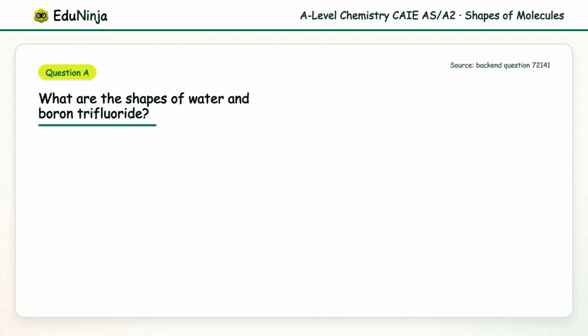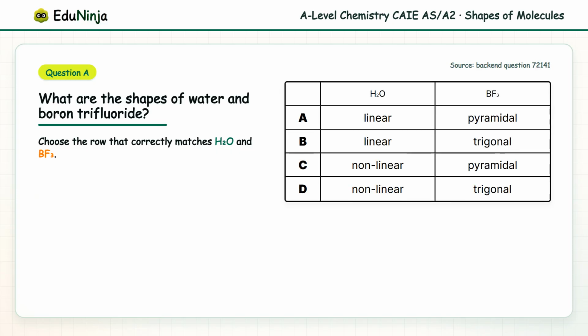Question A asks for the shapes of water and boron trifluoride. We need to match each molecule to the correct shape using VSEPR. Read the table carefully. For water, think about two bonding pairs and two lone pairs. For boron trifluoride, think about three bonding regions and no lone pairs on boron.